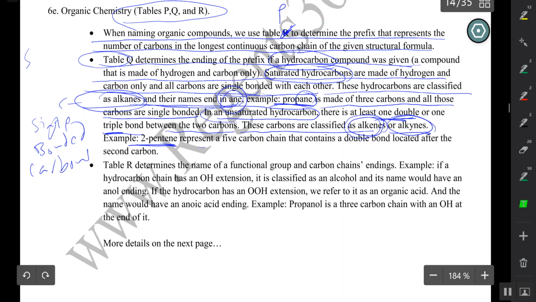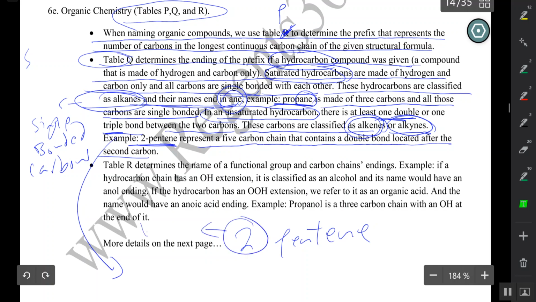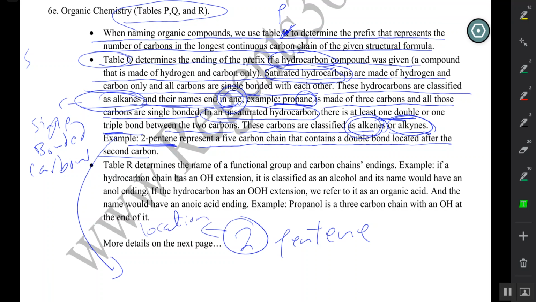2-pentene represents a 5 carbon chain that contains a double bond located after the second carbon. So let's analyze this a little further. 2-pentene. The numbers are always locations of whatever is attached to the carbon chain. So the numbers that you're seeing are always locations of whatever you have that's attached to the carbon chain.